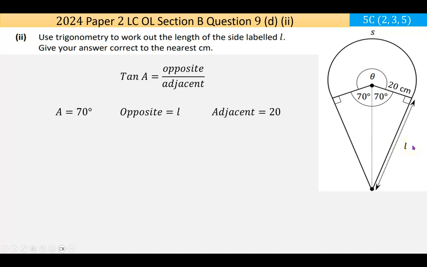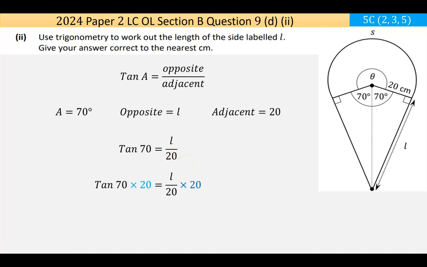Okay, so I write out what the information I have. Okay, then I substitute it into the formula. The angle is 70. The opposite from the angle, I'm just going to stay calling it L because that's what they call it. I'll call whatever I want. And that's divided by the adjacent, which is 20. Now this is fairly straightforward.